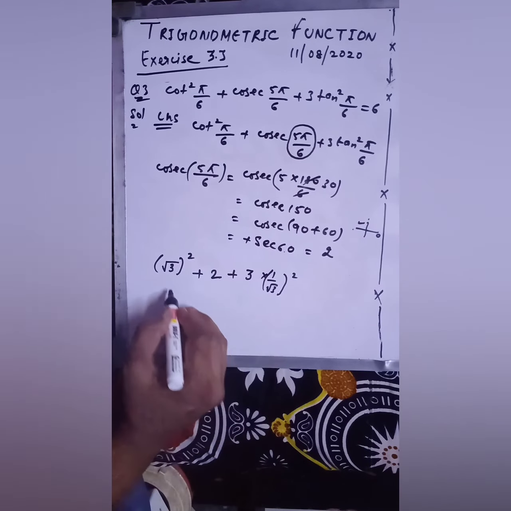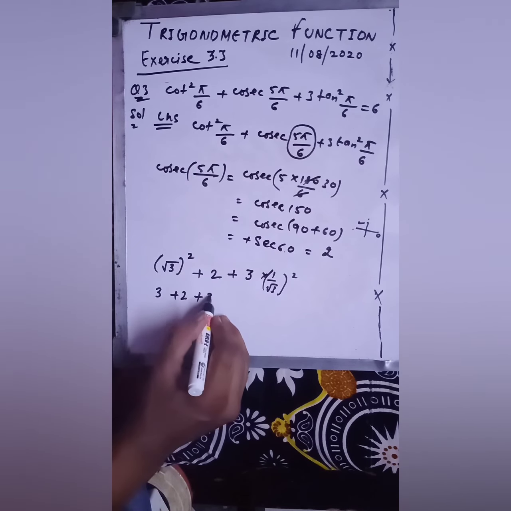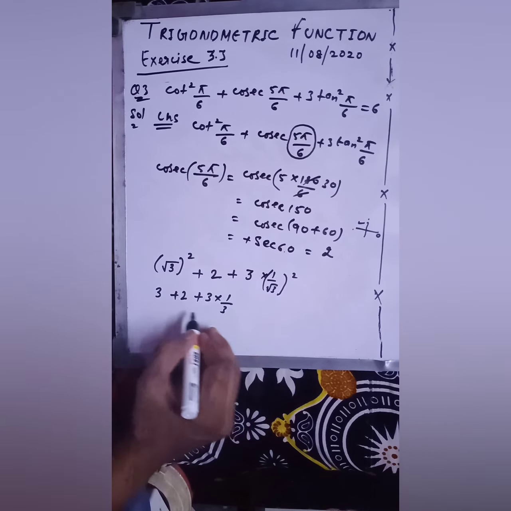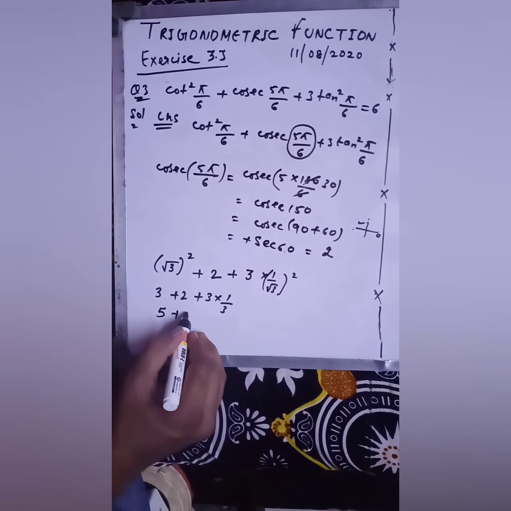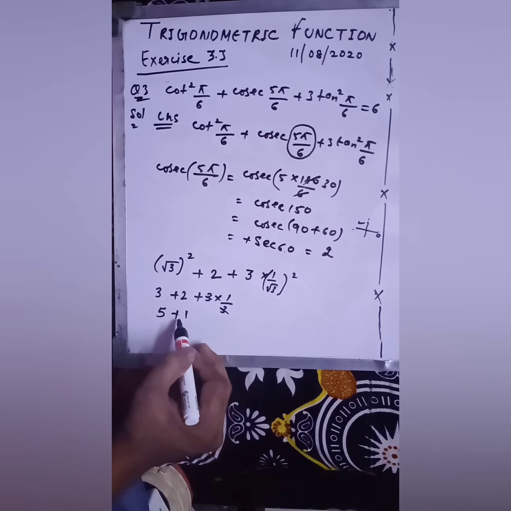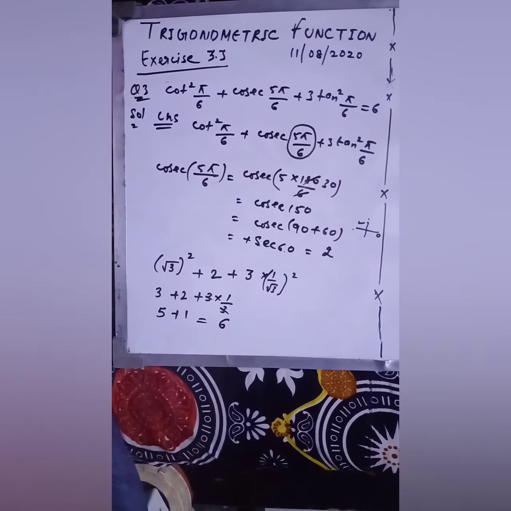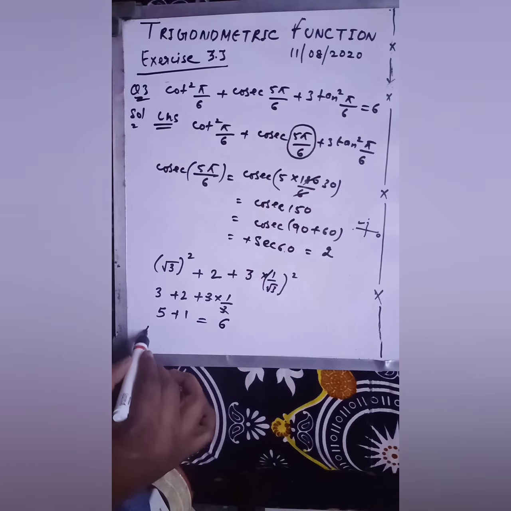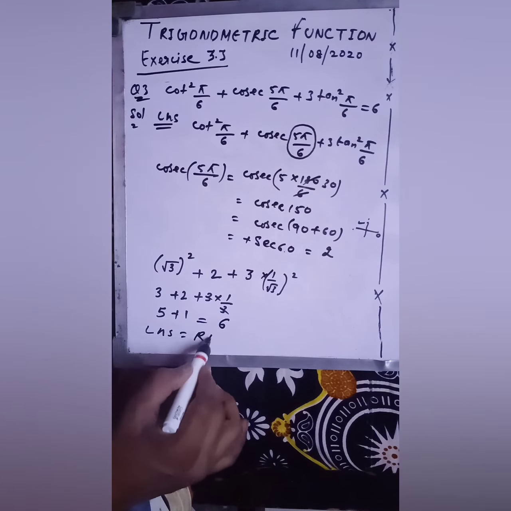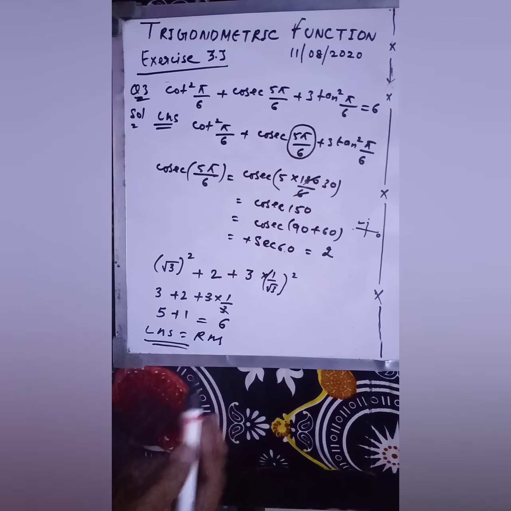Now you have to just simplify it. This is 3 plus 2 plus 3 into 1 by 3, and you will get 5 plus, this 3 and 3 will cancel out, 5 plus 1. 3 plus 2 will give you 5, and this will give you 1, and your answer would be 6, which is what you have to prove. At last, the left hand side is equal to RHS, hence proved.